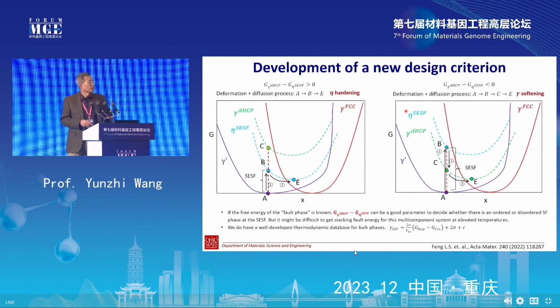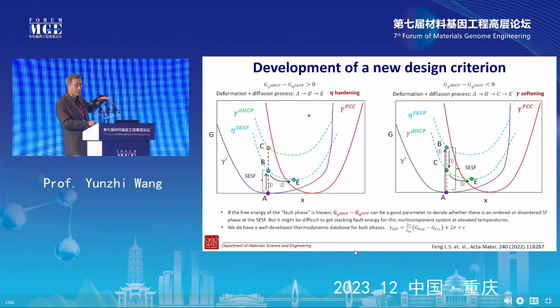Because we already understand this design criterion, we design a new criterion, a new descriptor. The idea is very simple. We have a two-phase mixture, gamma prime and gamma. Now, mechanically, you deform the material. You take the material to this position. If you have a system where the ordered eta phase has lower free energy compared to the disordered double HTP crystal structure.